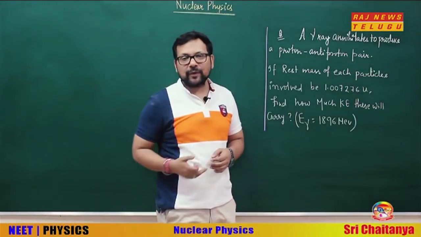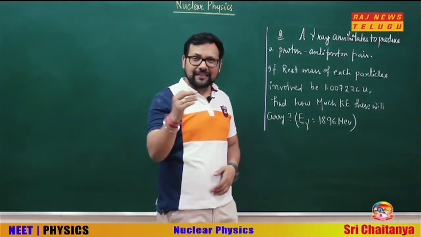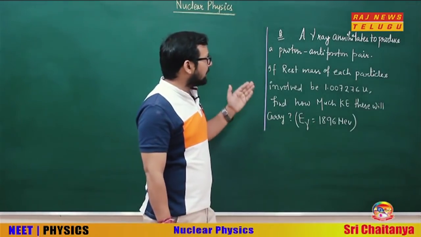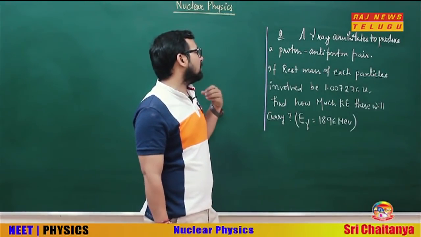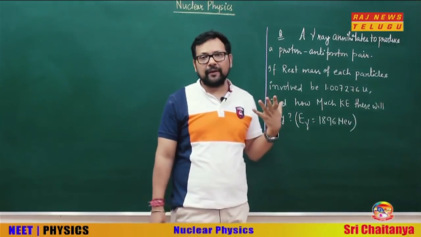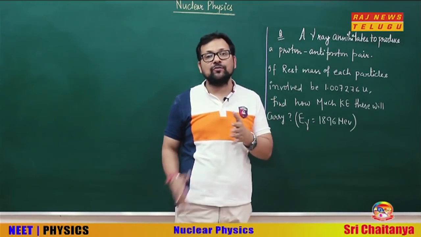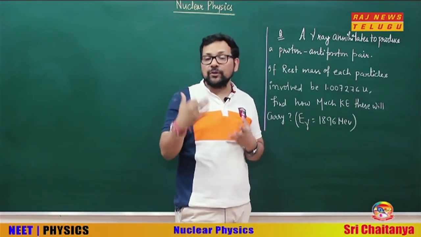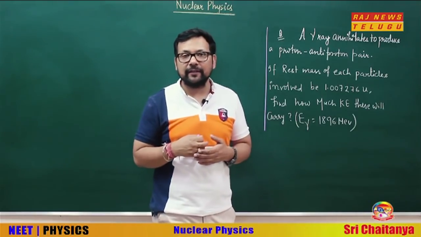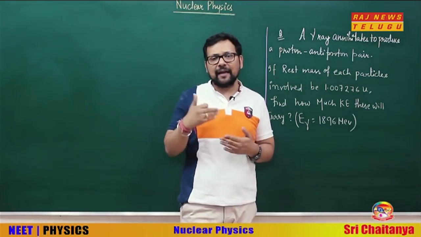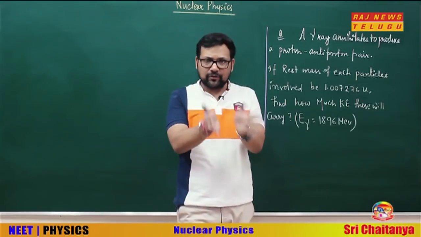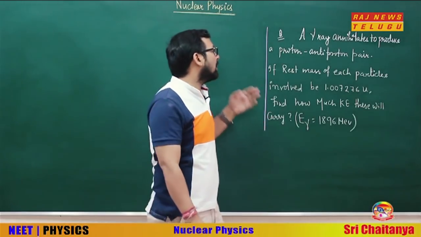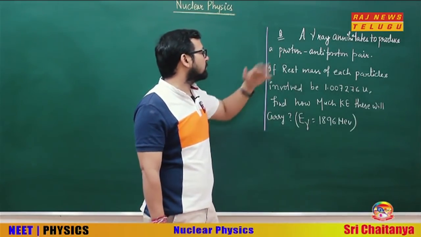Now moving to the next question, almost on the same line, a little change is there. We will notice what that change is. A gamma ray annihilates to produce a proton antiproton pair. This question is on the basis of annihilation. Who is annihilating there? The gamma ray, the photon, the energy, and what is being produced there? So gamma ray is annihilating and proton is being produced. So pair production is also there. Annihilation is there for gamma. So gamma is annihilating to produce a proton antiproton pair.